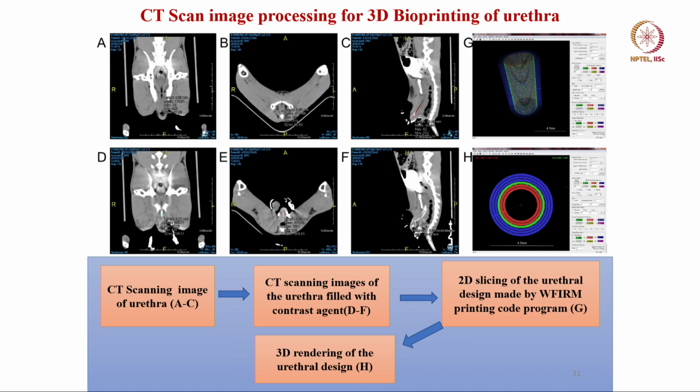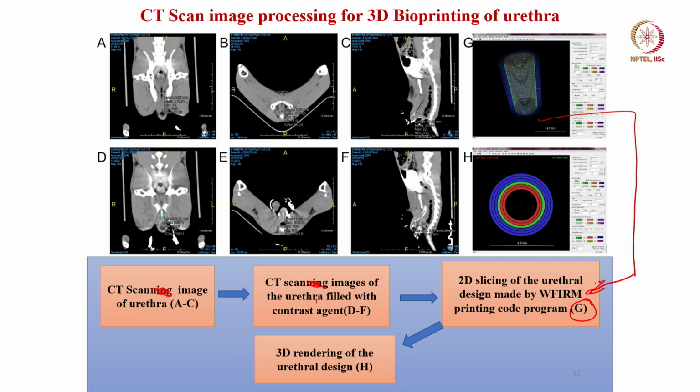So this is how researchers have utilized CT scan image processing for the 3D bioprinting of urethra. A to C is the CT scan image of the urethra. Then D to F is the CT scan image of the urethra filled with contrast agent, and then you have G, that is 2D slicing.